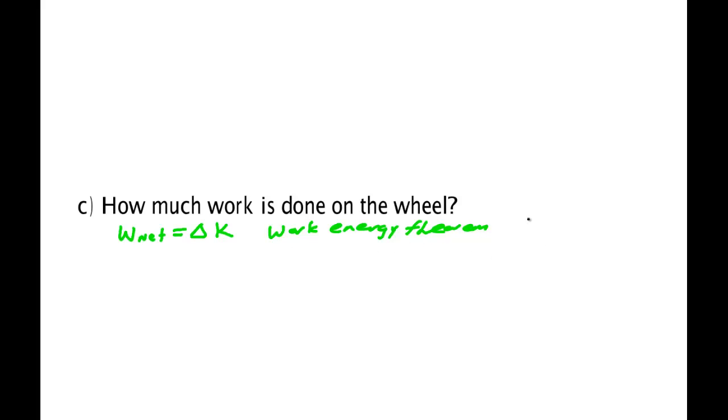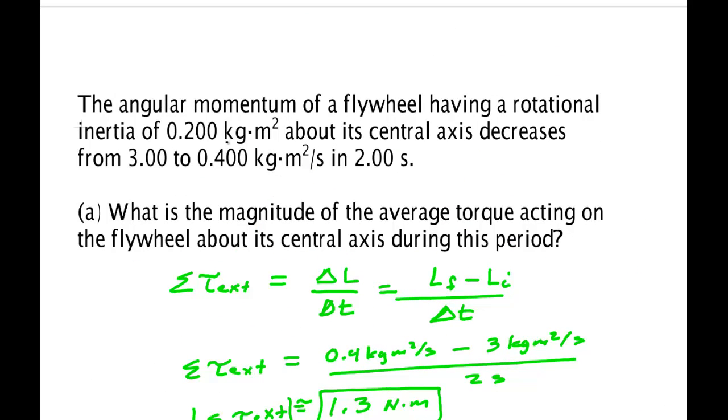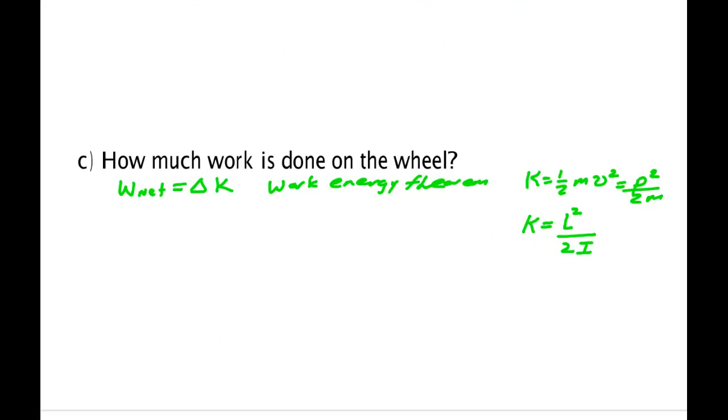Now, back in linear land, we had K as 1/2 mv squared, but you could also have written it by multiplying top and bottom by m as p squared over 2m. So now we have K, replacing the p with L squared and the m with I, as L squared over 2I. And this is very useful on this problem because I know L and I know I. I was given L and I was given I. So I can find the change in kinetic energy and thereby, with the work energy theorem, find the amount of work done on the wheel.